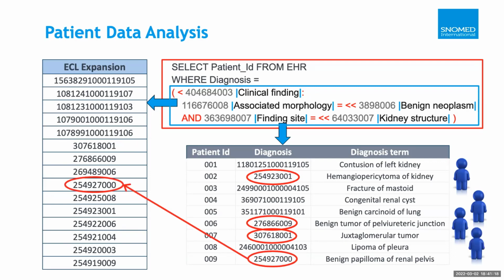The last one here also matches, as I said, on the concept benign papilloma of renal pelvis. So you can see in our patient records, we can now identify 4 patients that would fall into this group of clinical findings with an associated morphology of benign neoplasm and a finding site of the kidney structure, or any of the descendants hereof.